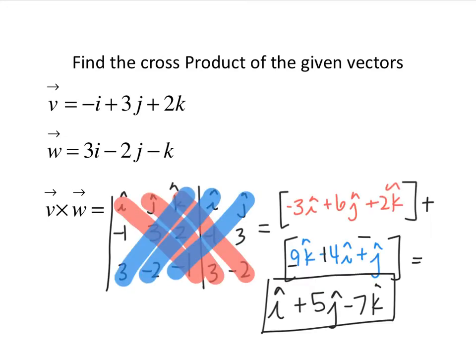If you multiply down, you end up with -3i hat plus 6j hat plus 2k hat. And then you're going to subtract 9k hat minus 4i hat plus 1j hat. I distribute this negative through and you end up with i hat plus 5j hat minus 7k hat.